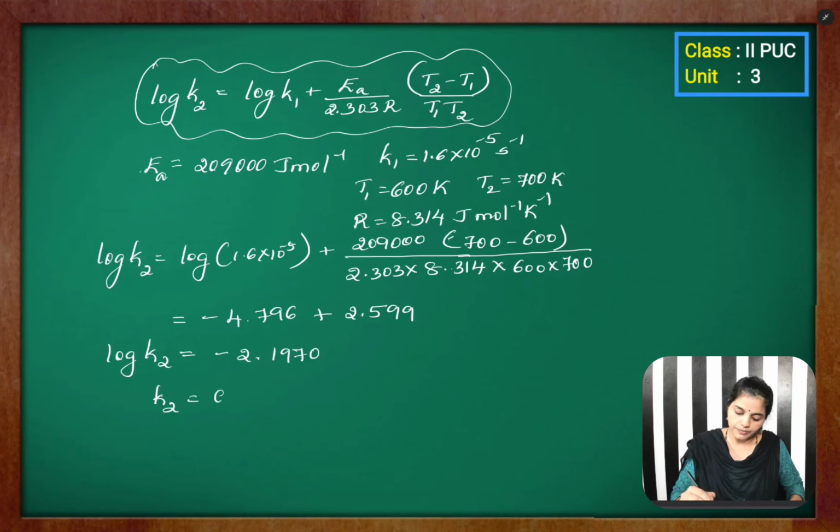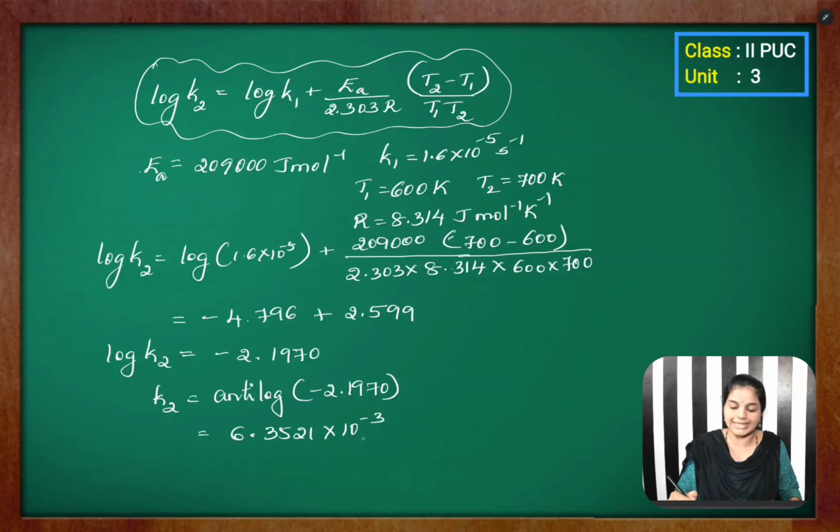K2 is equal to anti-log of minus 2.1970. This is equal to 6.3521 into 10 to the power minus 3, and the unit is per second. So therefore, K2 is 6.3521 into 10 to the power minus 3 per second.